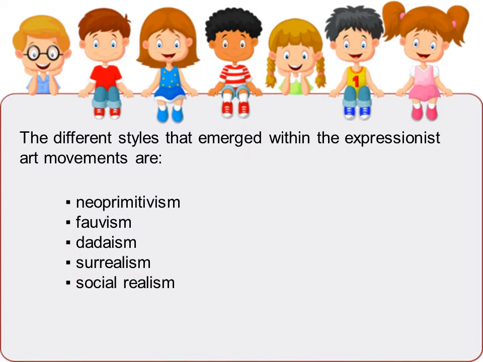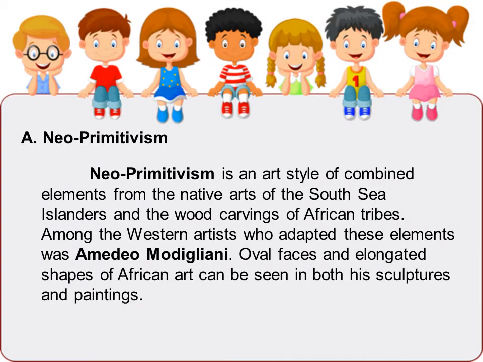So the different styles that emerged within the Expressionist art movements are Neo-Primitivism, Fauvism, Dadaism, Surrealism, and Social Realism. First, we will discuss Neo-Primitivism.